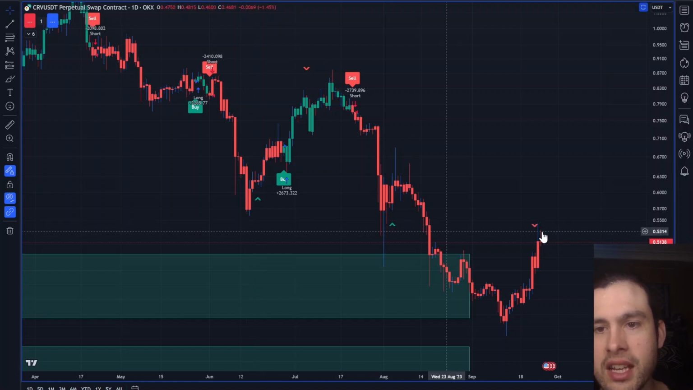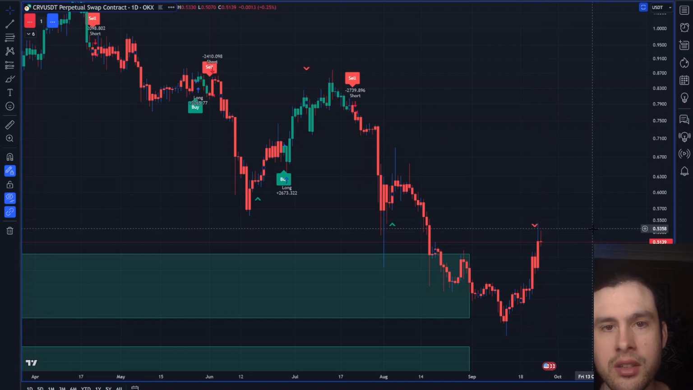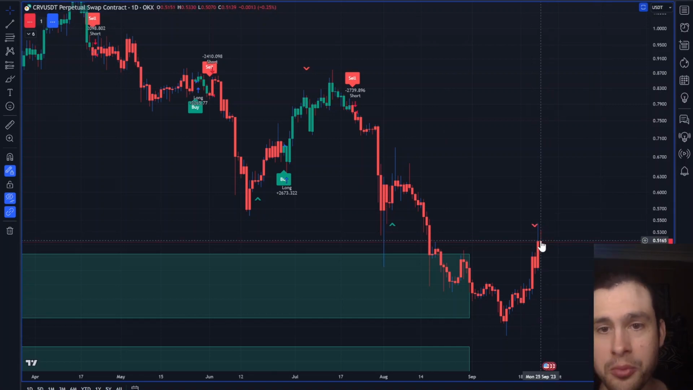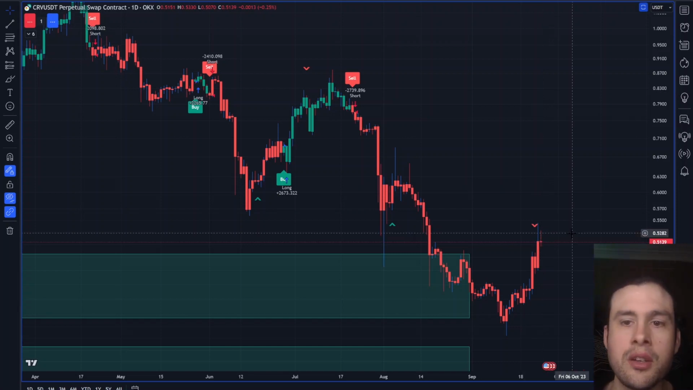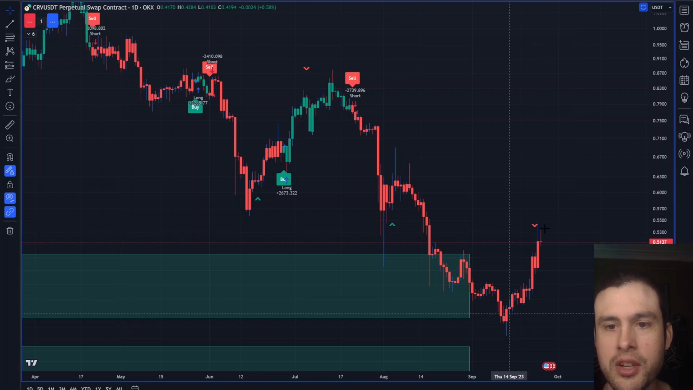We've already started getting rejection around here, we can see with these wicks. So we can always just wait and see how the rest of this daily candle plays out. Probably the next couple of days will be the make or break for this one, to see if we get that trend continuation. But for now, we got that short squeeze, taking out a lot of late shorts.